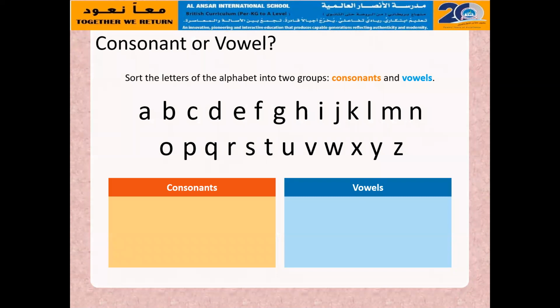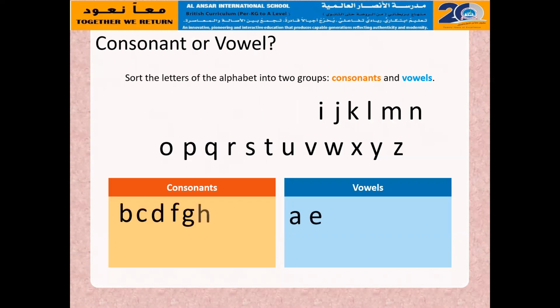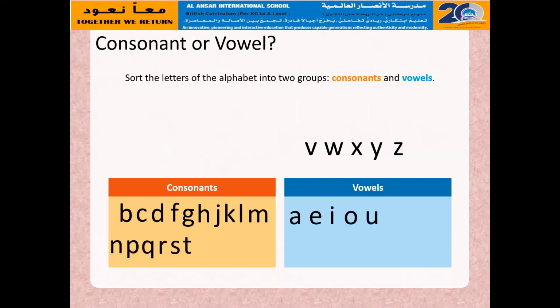Sort these letters of the alphabet into 2 groups, consonants and vowels. The easy way is to put all of your vowels in the blue box and the rest of your alphabets will be consonants. Now let's look at this. On the right, we have A, E, I, O, U. Those are our 5 vowels. And the rest of the alphabets are in the orange box. And those are our consonants.